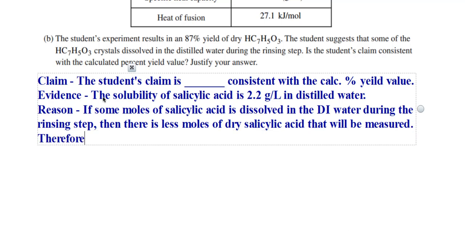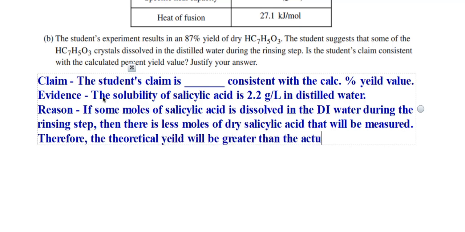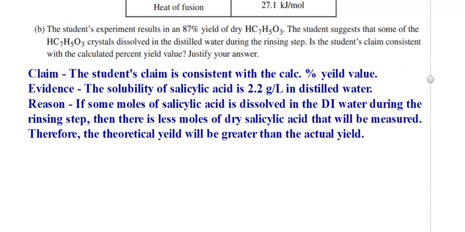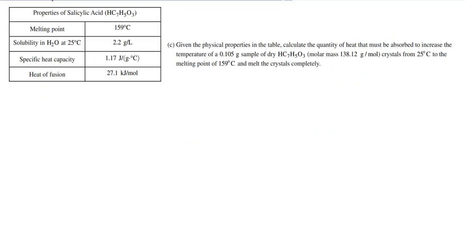Therefore, the percent yield, or I'll say the theoretical yield, will be greater than the actual yield, which means I can come back here, the student's claim is consistent, and there is my claim, my evidence, and my reason. And we always want those three things anytime we justify our answer to get our full point. Okay? Let's keep going. We go to the next one.